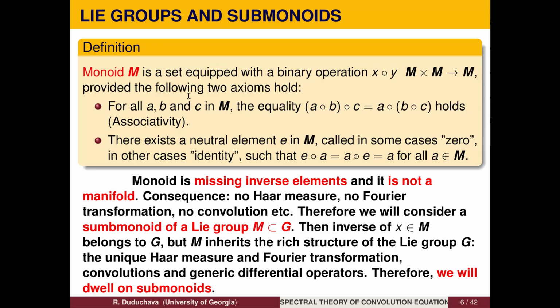But it exists. A Fourier transformation exists now, since it is a subset of a Lie group. And Haar measure also exists, since it is a subset of a Lie group. So we have this structure of analysis on our submonoid. That's why not monoid, but submonoid is important for us.